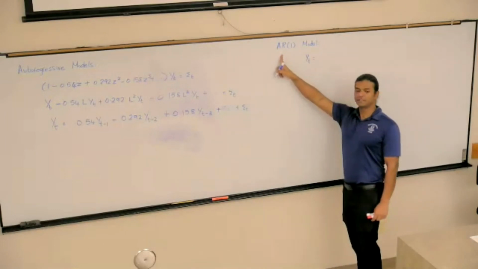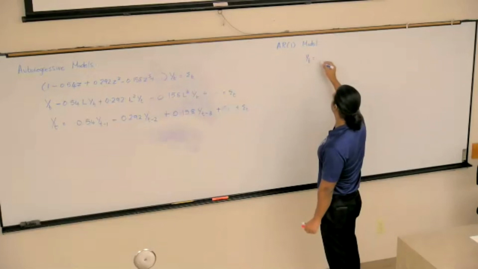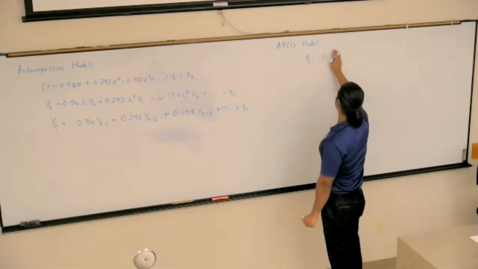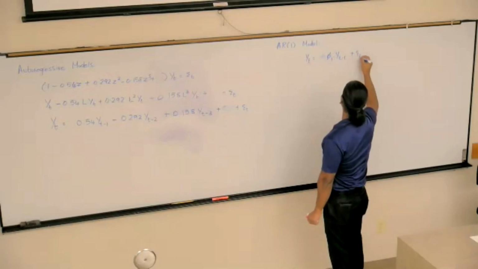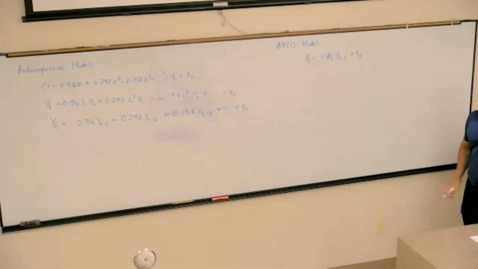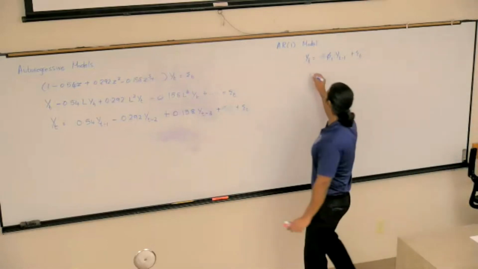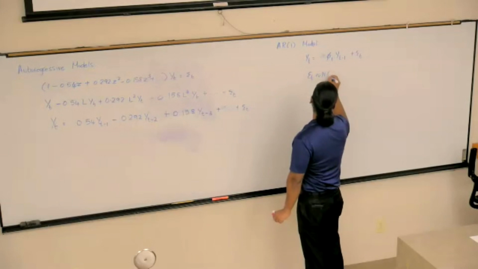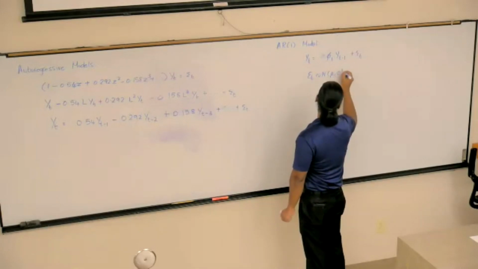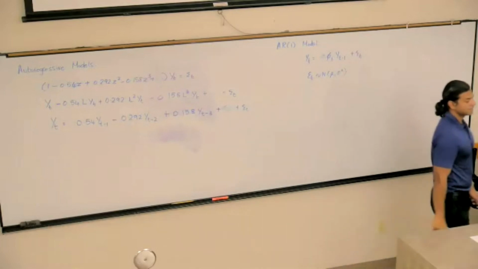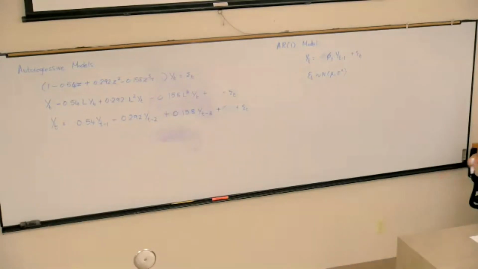A first order autoregressive model is simply yt equal to phi 1 yt minus 1 plus epsilon t. This is something we have seen before. And epsilon t is normally distributed with some mean mu and variance sigma squared. Typically, if we subtract the mean, it will simply be 0 and sigma squared.